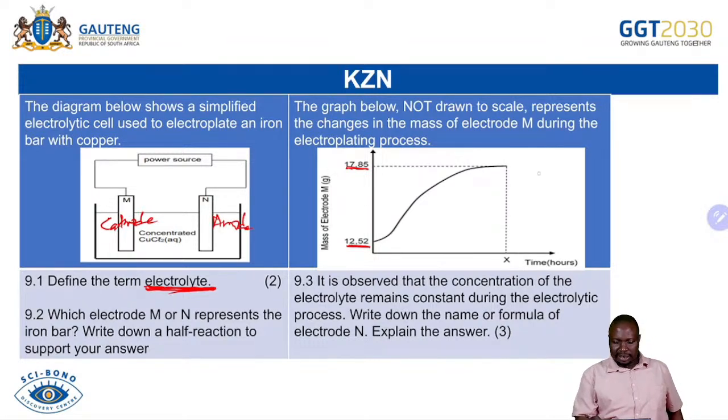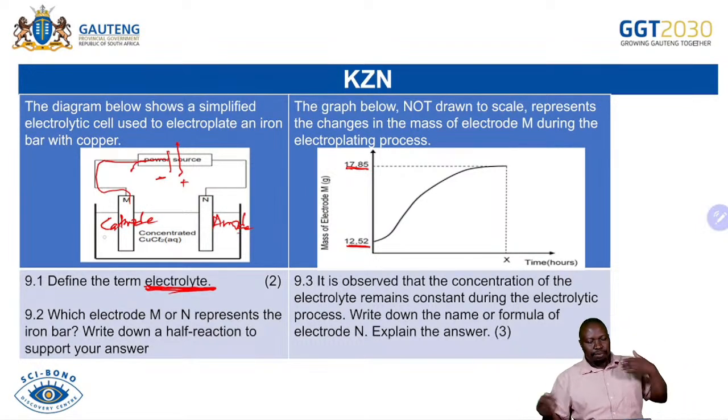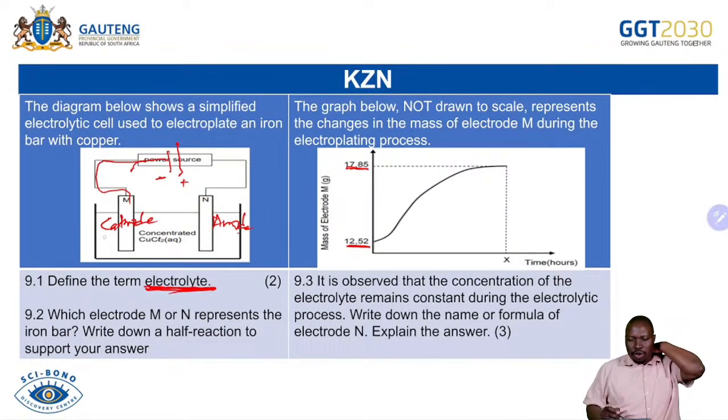How do we know that M is the cathode? Its mass is increasing. We said positive is anode. So the bigger one is like that, and the smaller one is like that. So you can even show it like that to say this is negative, this is positive, because positive is anode, negative is cathode. So the problem becomes even much easier for you. You can see now it is electroplating.